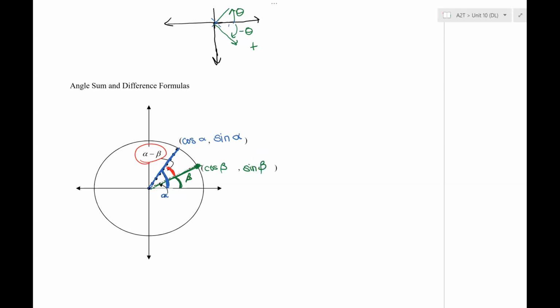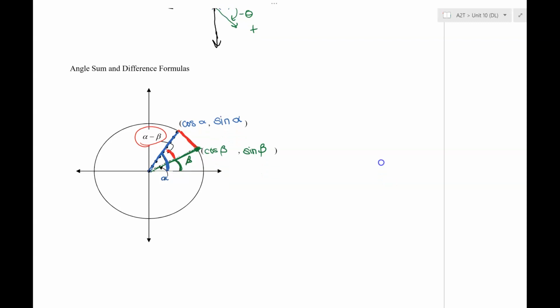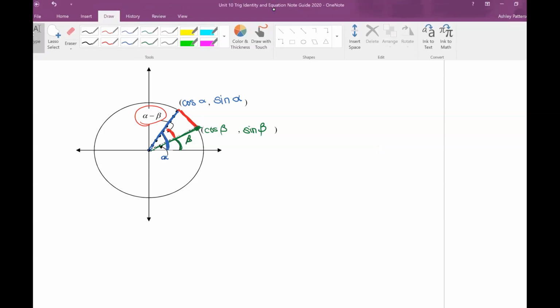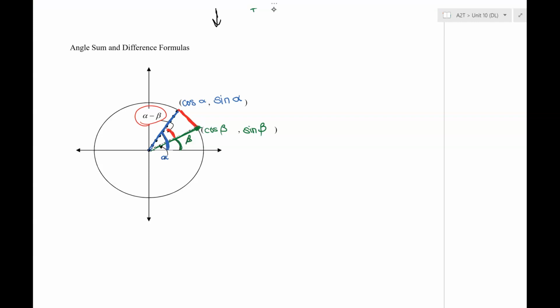But what if I wanted to know the distance between these points for alpha minus beta? How would we figure that out? Well, there's a couple ways for us to do that. And the first would be the distance formula. Now remember back in the day, your distance formula is the square root of the difference of your x values squared plus the difference of your y values squared, right? Well, we could also write that as d squared to get rid of that radical so it looks a little bit cleaner.